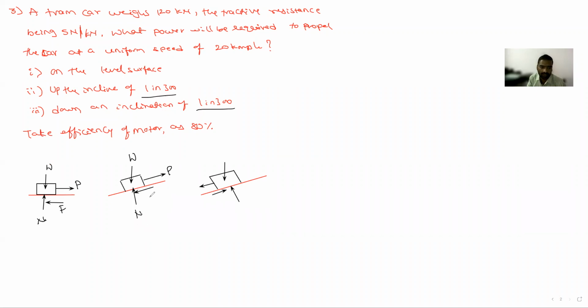Okay, this is the normal reaction. Frictional force here, the same frictional force in the opposite direction. P is in the downward direction. Weight is here. Then this is L. Okay. So what he is asking is, you have to determine the power of the locomotive or the power of the tram car. The car weighs 120 kilonewton, so weight is 120 kilonewton.